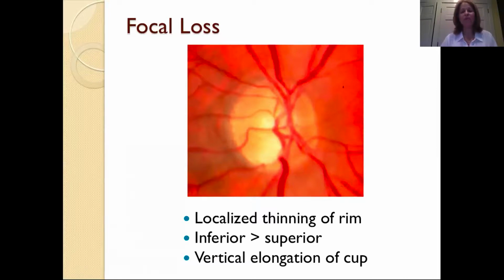And this is where, if you've ever heard the term vertical elongation of the cup, this is why you have vertical elongation of the cup, because you have preferential loss inferiorly and superiorly. So here we see an inferior notch, but I can also see the way the vessel is bending there. There's some loss up here as well. And we'll get to this later, but this is a little bit of beta peripapillary atrophy.